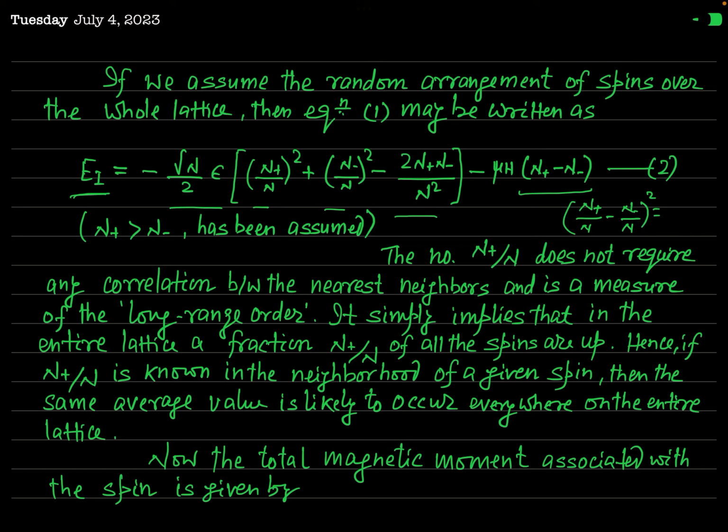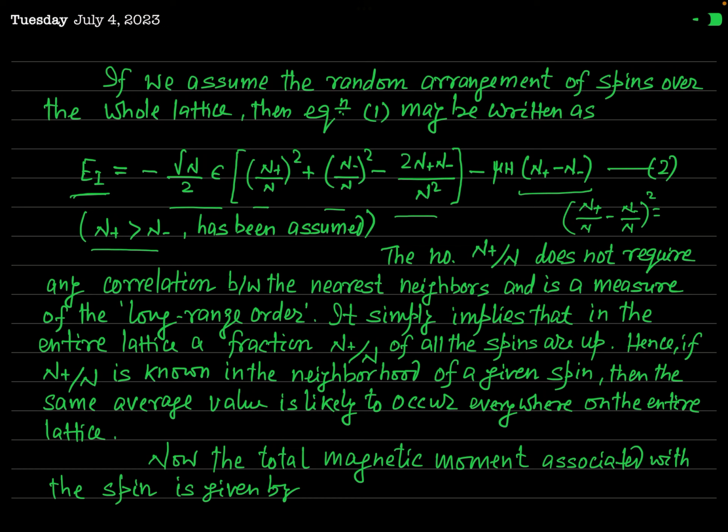Actually, in this last term I have written n plus minus n minus. It means we are assuming that the value of n plus is greater than n minus. Although it is also possible that n minus is greater than n plus, our assumption is that the probability of finding the lattice site in the up spin state is greater than that of the down spin state. So we have assumed that n plus is greater than n minus.